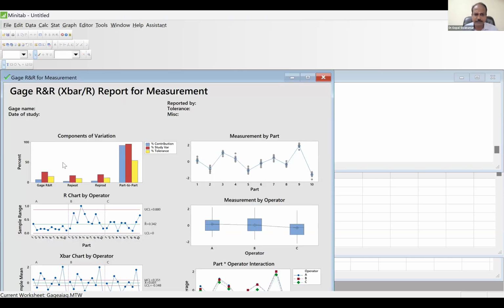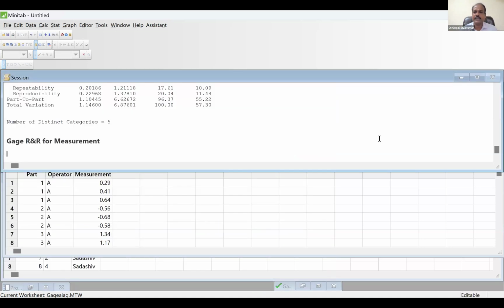How many graphs do you see? 1, 2, 3, 4, 5 and 6 graphs. If you read all the 6 graphs carefully, you will be able to pinpoint the source of error. Whether our Sadashiv is troubling us more, or Vyas is troubling us more, or our Ashim is troubling us more, I can find out. But I should be very good at reading the graph. I'll come to that with my slides.